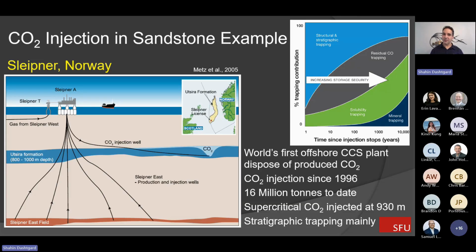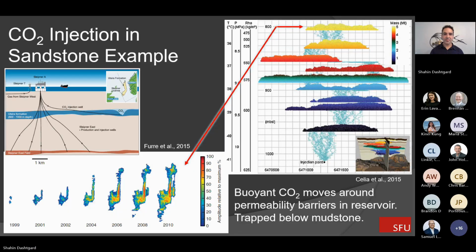Just to give you perspective, to go back to the annual global production, it's about 40 to 50 billion tons of industrial CO2. So we would need a lot of Sleipners to actually reduce the overall industrial CO2 emissions.